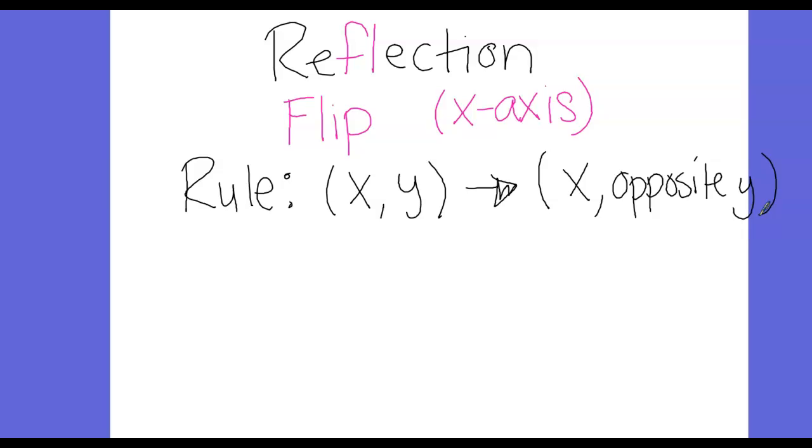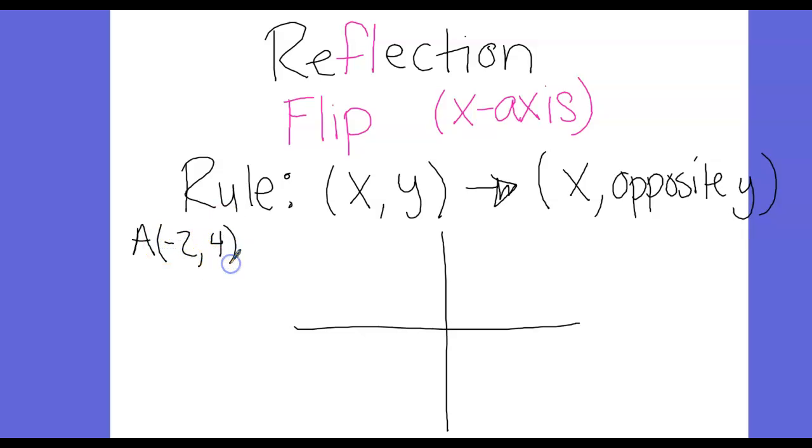Then at the bottom, whatever room you have left, just draw in a coordinate grid. Just use the rest of these spaces. And then over here on the side, we're going to write our A is going to be -2, 4. And then let's graph that. So I'd go left 2, up 4, and put a point A.